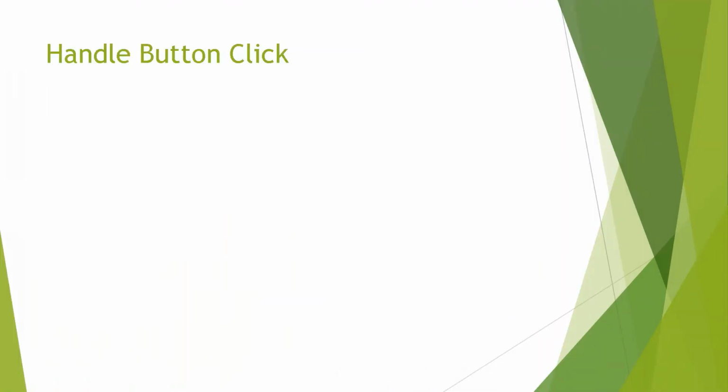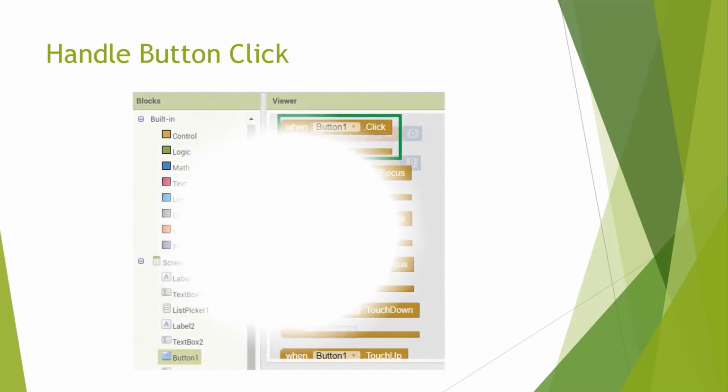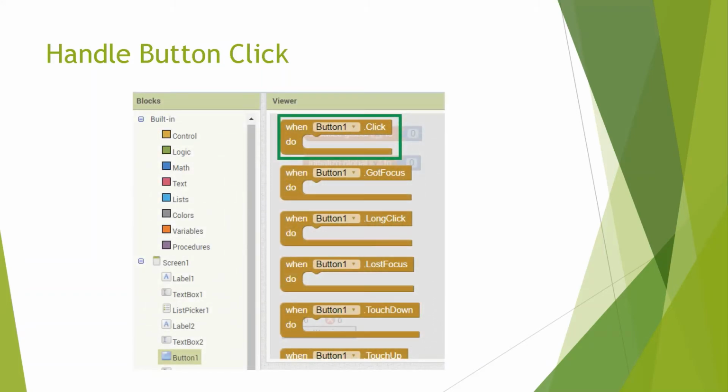Now, we need to add button click event. Button click will fire when the user clicks Calculate button. From left side Blocks, select button 1. Then select button 1.Click event. Then drag it to Blocks white area.